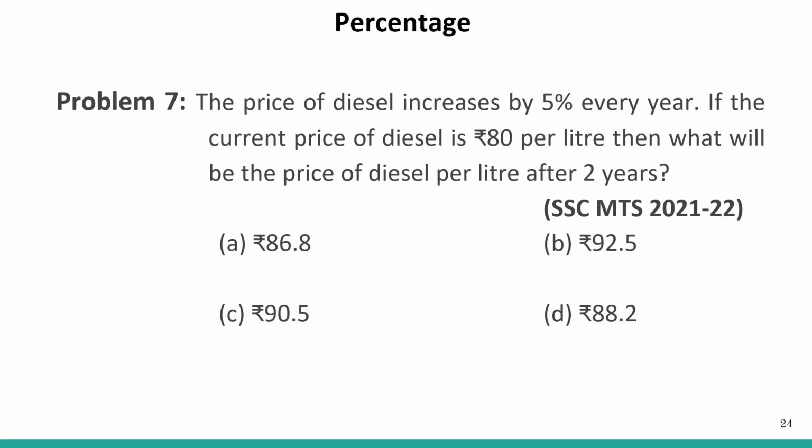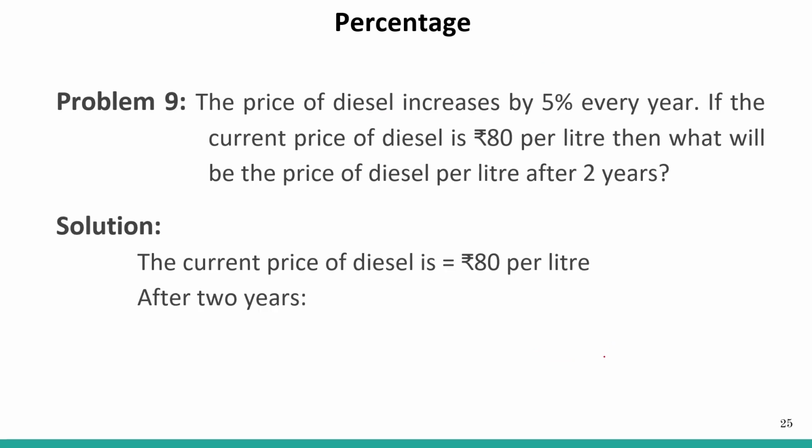Okay. So let's see problem number 7. The price of diesel increases 5% every year. If the current price of diesel is 80 rupees per liter, then what will be the price of diesel per liter after 2 years? Okay, given that the price of diesel increases by 5% every year.